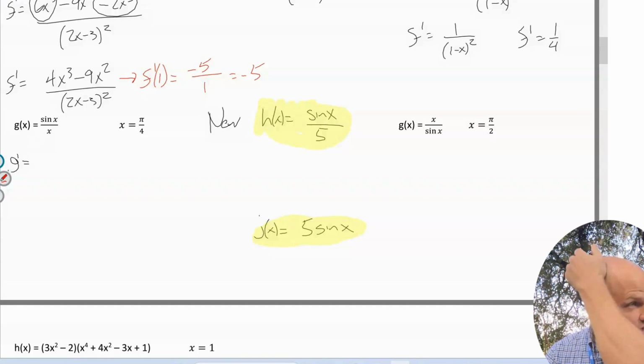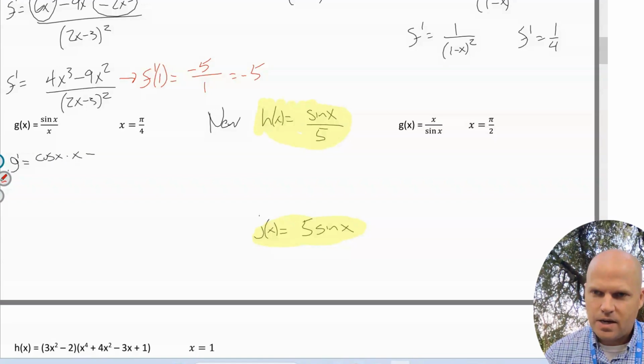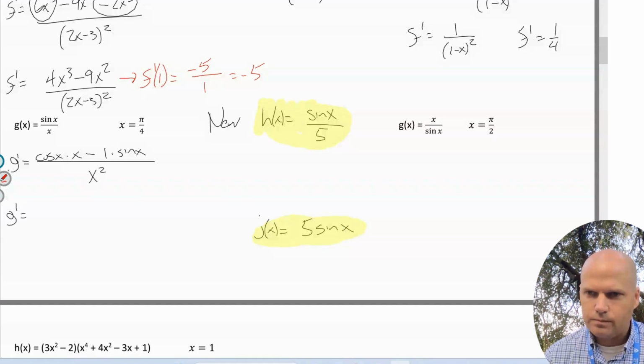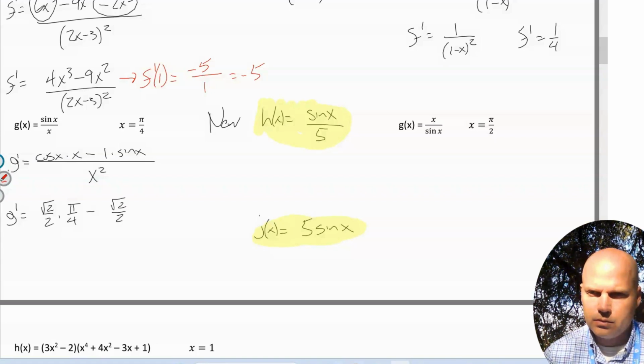This is x's over x's, so I will use the quotient rule. The slopes of the top times the bottom minus the slopes of the bottom times the top over the bottom squared. Plugging in pi over 4. Cosine of pi over 4 is root 2 over 2. Sine of pi over 4 is root 2 over 2.